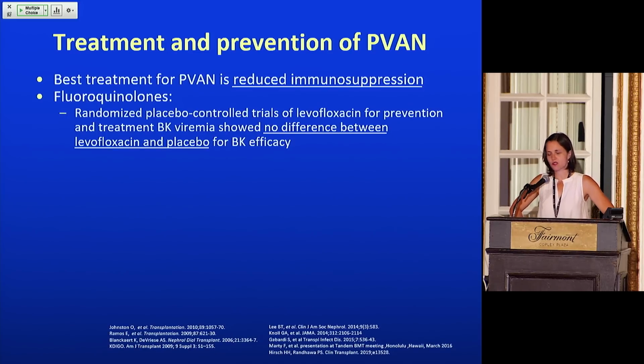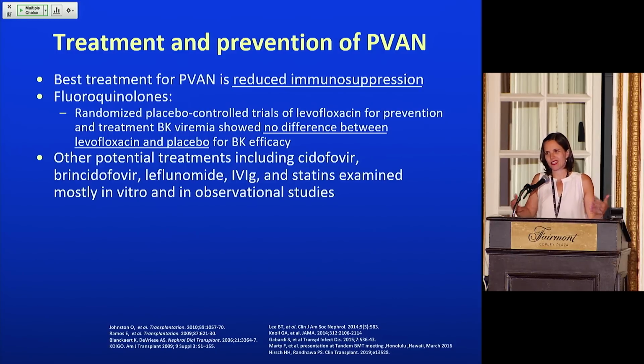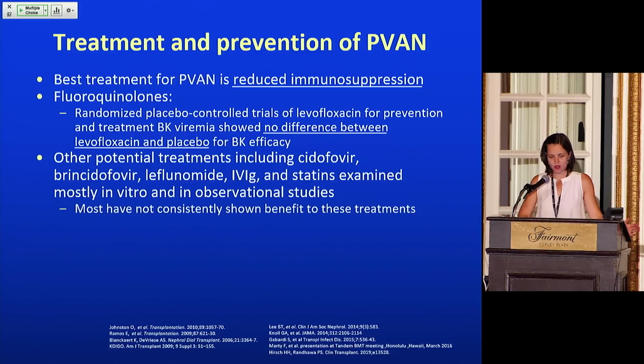The best treatment is reduced immunosuppression. A variety of agents have been looked at, most notably fluoroquinolones. There's been a randomized placebo-controlled trial of levofloxacin for prevention and a separate one for treatment of BK viremia, and both showed no difference between levofloxacin and placebo. So this drug does not work for this indication. Other things that people have looked at in less rigorous studies include cidofovir, brincidofovir, leflunomide, IVIG, statins. None of them have shown a consistent benefit.